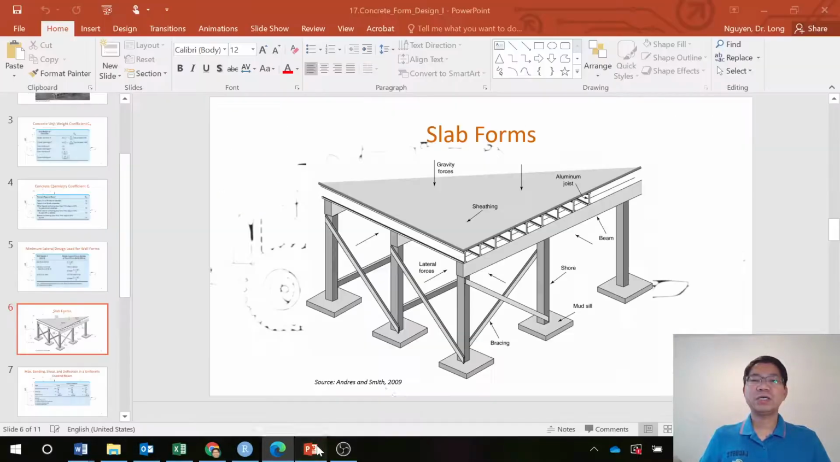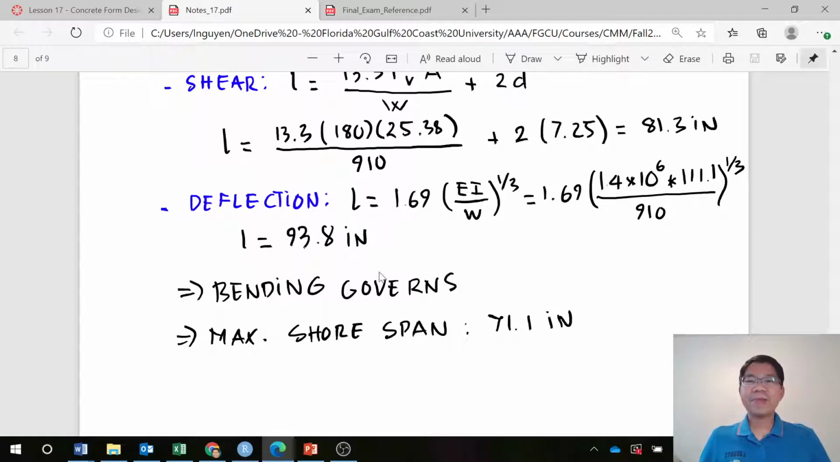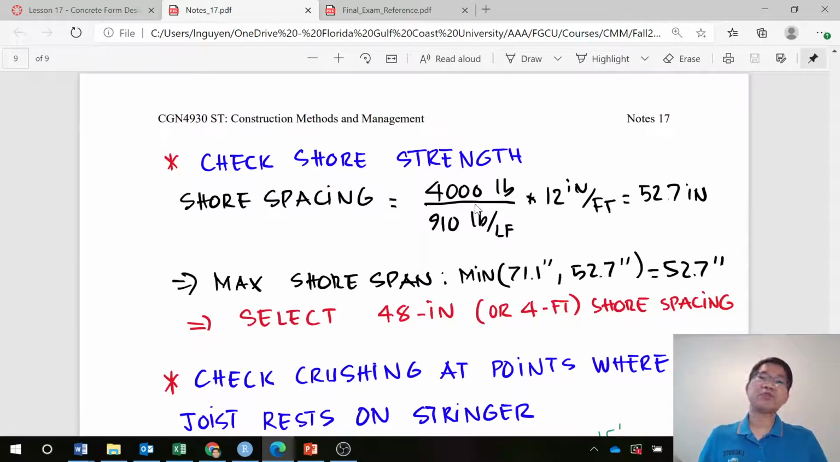So as you can see, if we go back to here, this is the process we have to follow to design. For the sheathing, we determine the spacing between the joists so that bending works well, shear works well, and deflection works well. And then we go to design for the joist. We determine the spacing between the stringers, and for the stringer, the spacing between the shores. And then when we have that, the final step, we have to check the shore strength and check the cross bracing. Check shore strength because we select shore spacing.